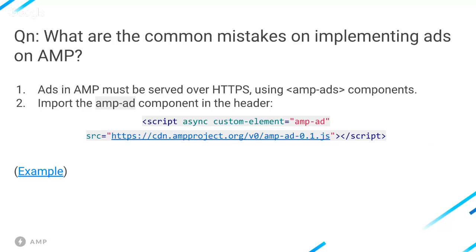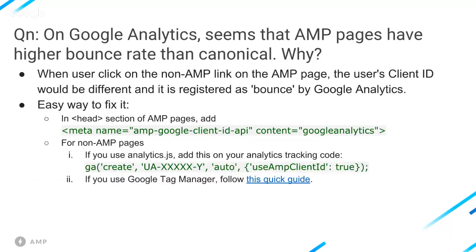Number 2, make sure that you import the AMP ad component in the header. So copy paste this code on the head section of your AMP pages. And I also include here an example. If you click on it, you'll have the sample ad code for AMP. So I hope that's helpful.